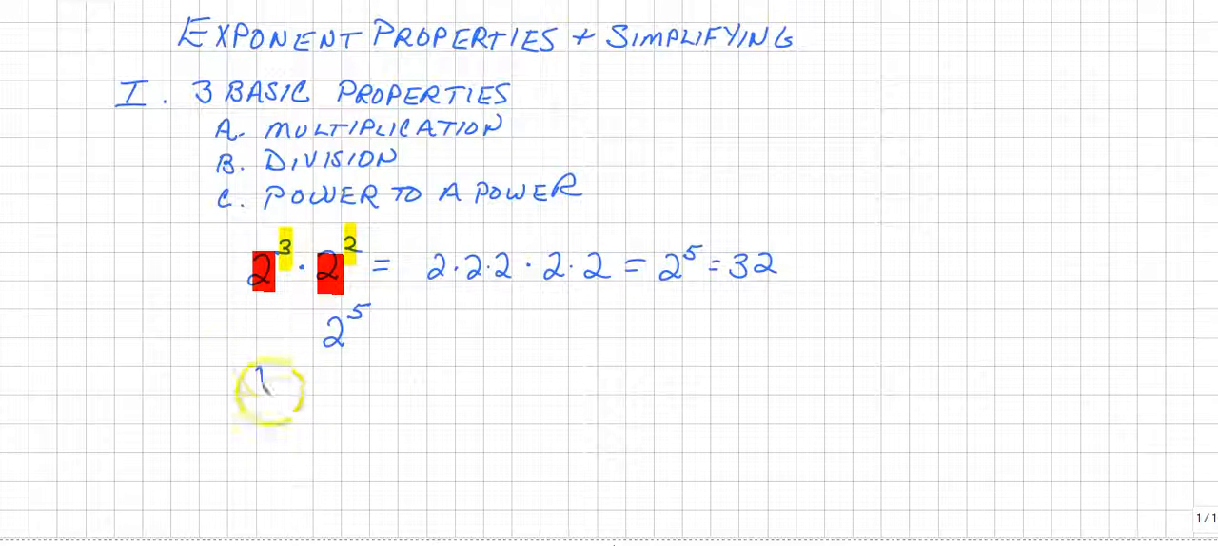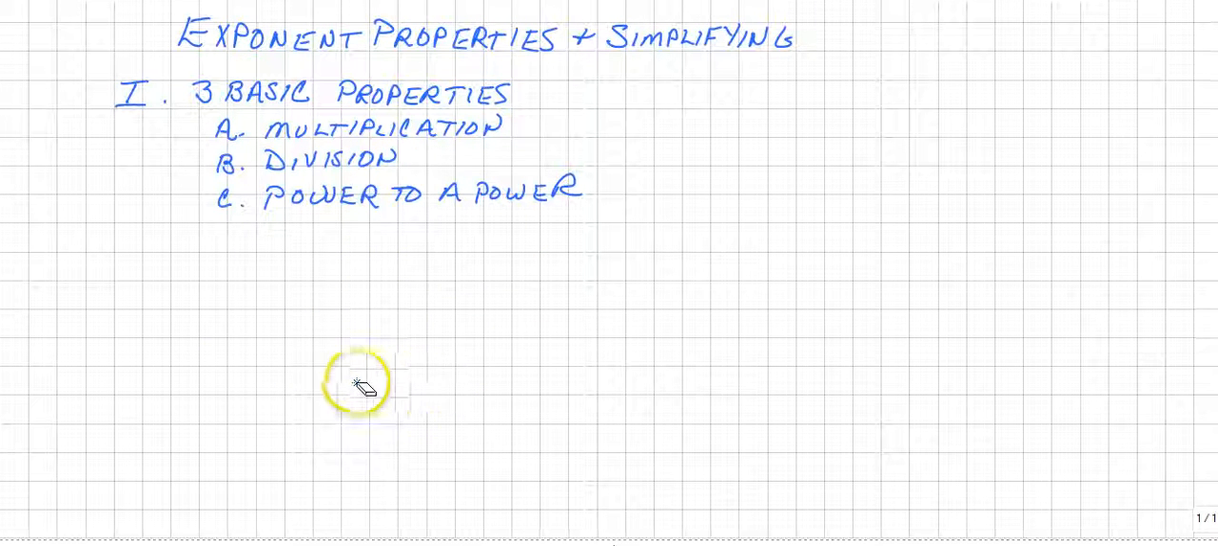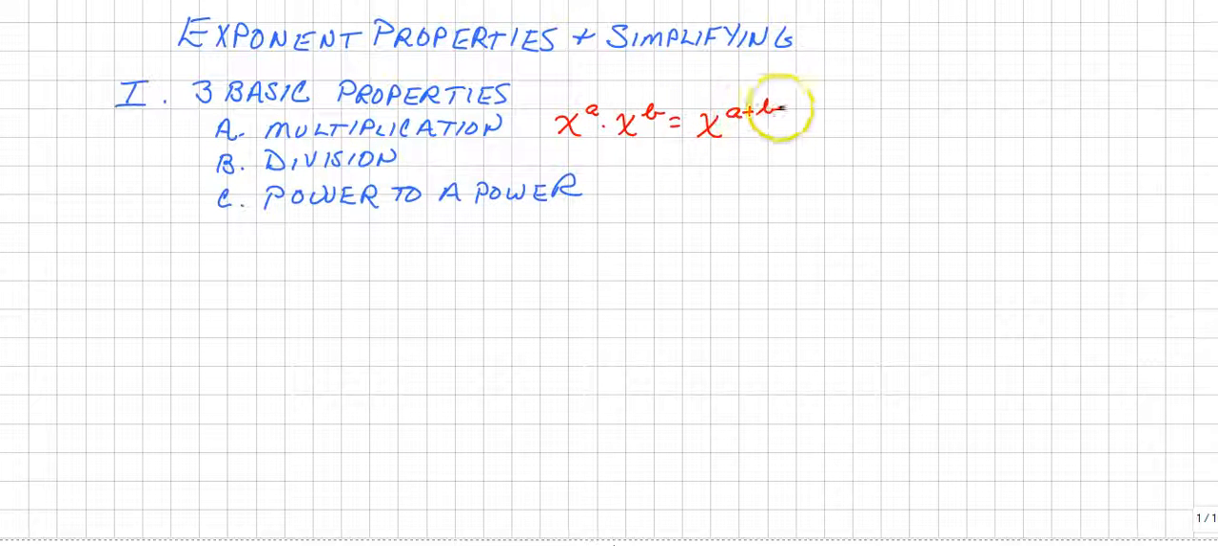So in general, we're going to say the property is that x to the a times x to the b is equal to x to the a plus b. So that's our first property of multiplication. Let's move on to the property of division. Let me clear this portion of the screen. And before we move on, let me go ahead and write that property next to multiplication that I just had up there. X to the a times x to the b equals x to the a plus b.